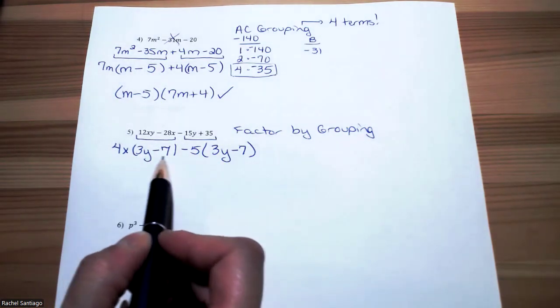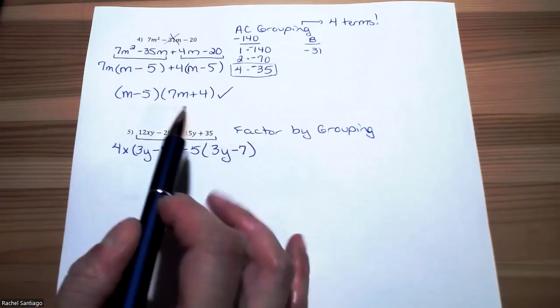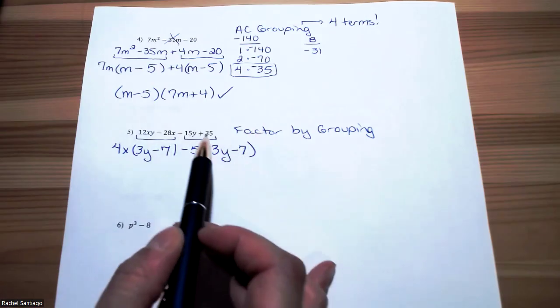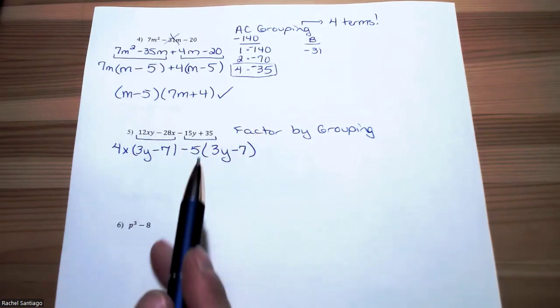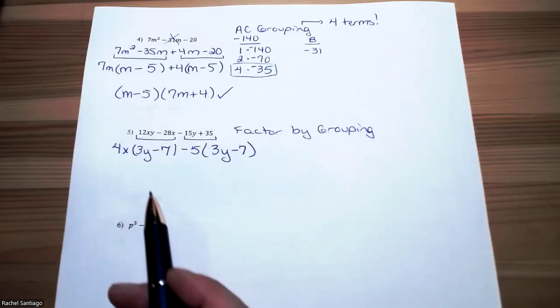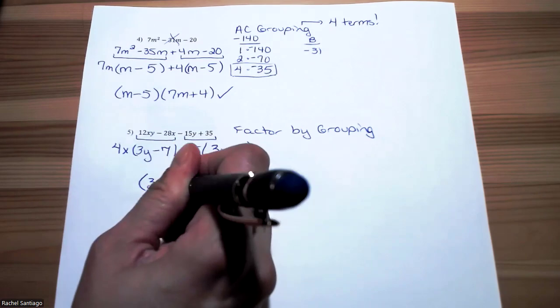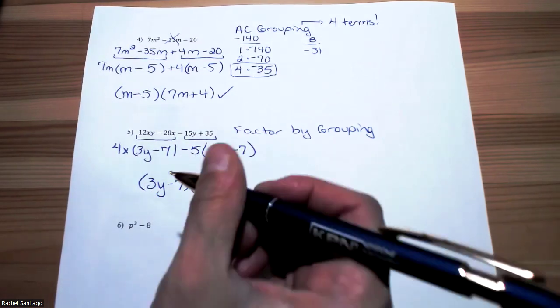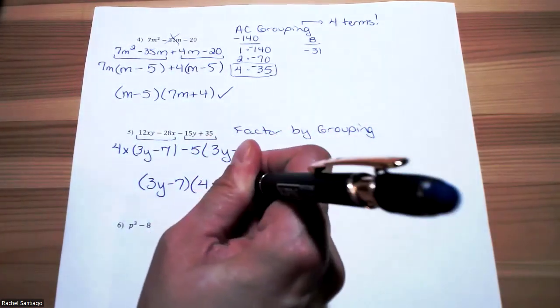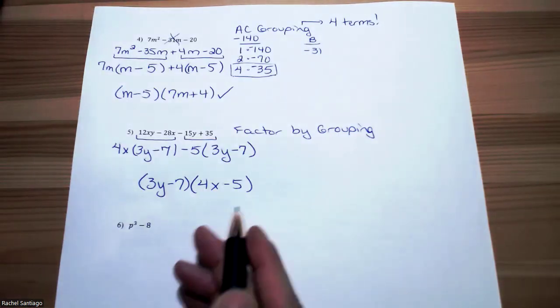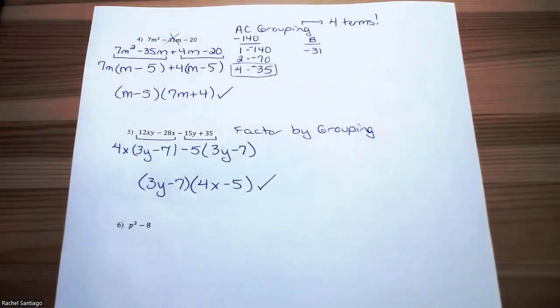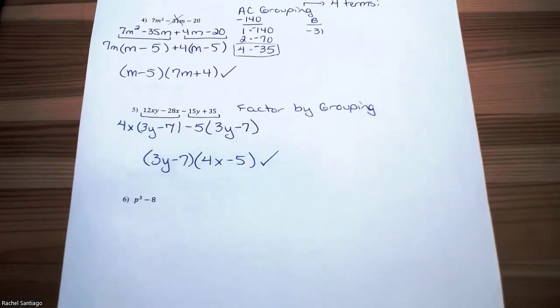So if you feel confident about this side, you can rewrite it and be like, I'm pretty sure I'm right. You can distribute, double check that, and make sure that, yes, this looks good. The 3y minus 7 is our GCF. So we factor that out, and that leaves us with 4x minus 5. As always, check to see if you can factor further. You can't, and that is your final answer.